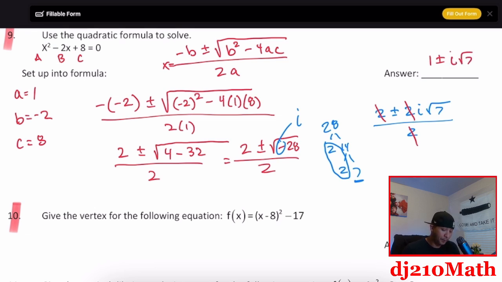You don't really have to put the 1 in front of the i. It's implied. And you don't have to put over 1 either. Right? That's pretty much how that is.